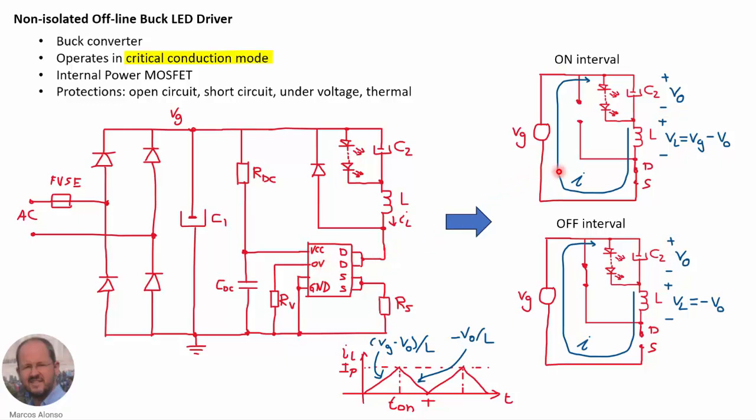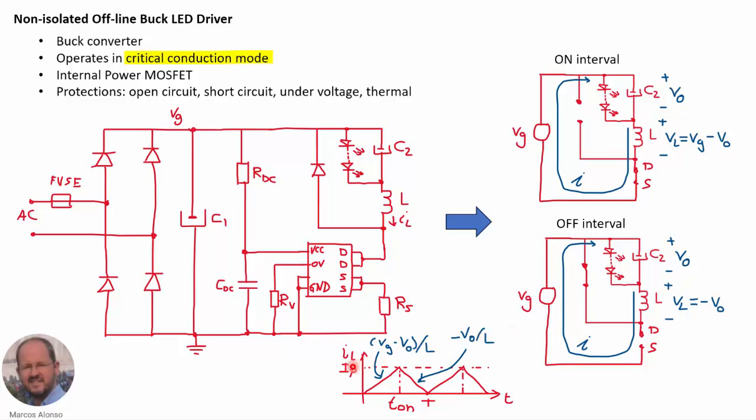So here we can see the basic operation. When we close the switch, we have an inductor current that is going in this direction through the load and through the output capacitor, and the voltage that is applied to the inductor, as in any buck converter, is the difference between the input voltage and the output voltage, the voltage across the lamp. Then during the off interval, the switch is open, so the current through the inductor goes through the freewheeling diode into the output, and the voltage that is applied to the inductor is minus the output voltage.